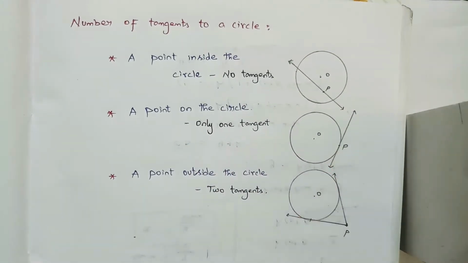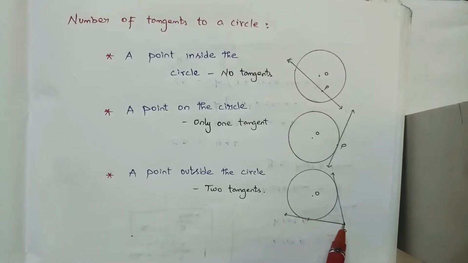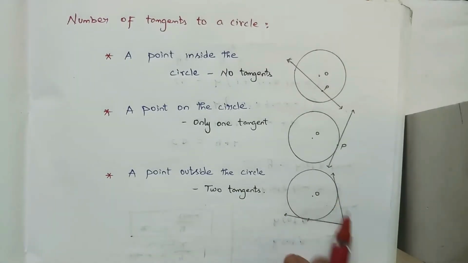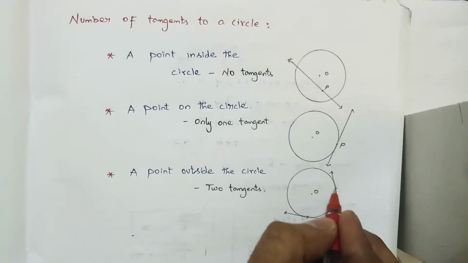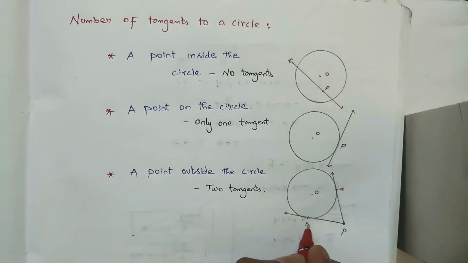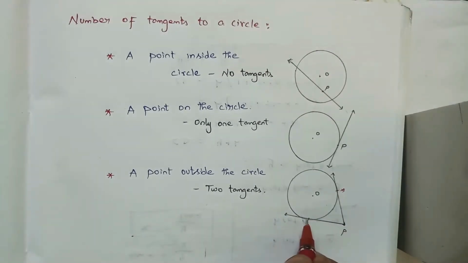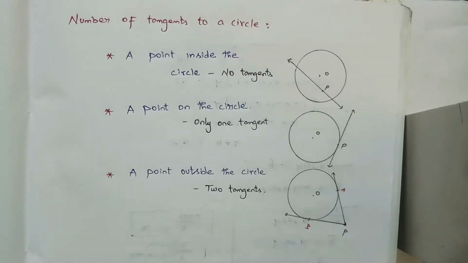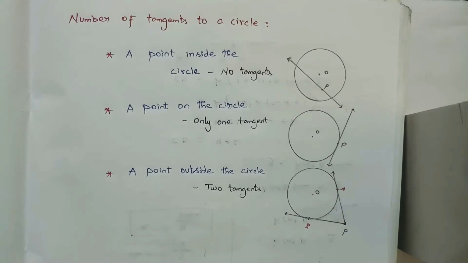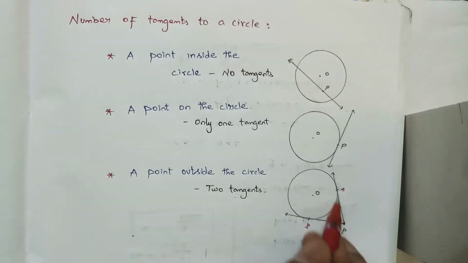If your point P lies outside the circle, from the point how many tangents are possible? Two tangents. I'm just marking the names: this is the point of contact A, and this is B. PA and PB are the two tangents. P is the external point outside the circle. So from the point, only two tangents are possible. They are PA and PB.